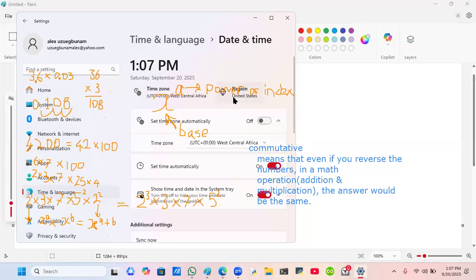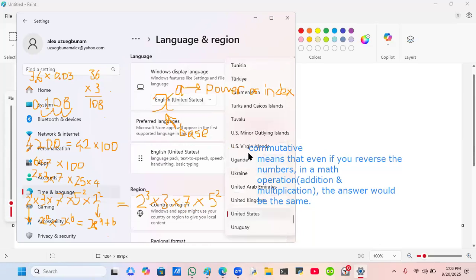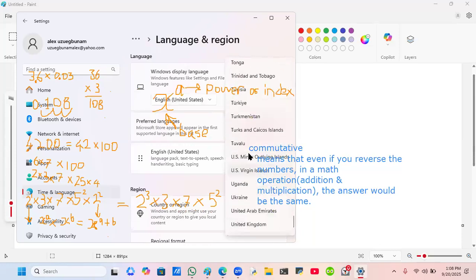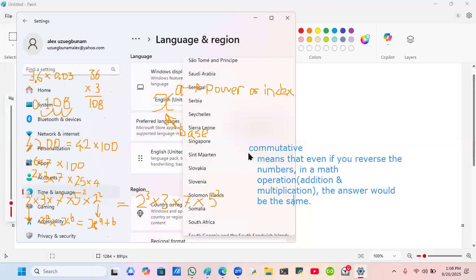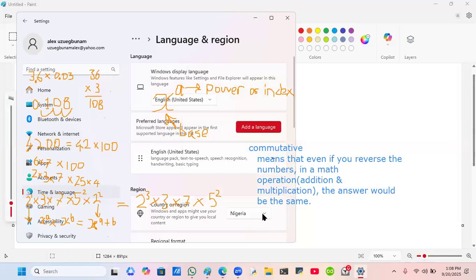Yes, our region should be Nigeria, not United States. How do I change it? Change it from United. It's not allowing you. How do I change? No, not there. Down. Click on that drop down now. Change it to Nigeria. Look at Nigeria there. Yes. Okay.